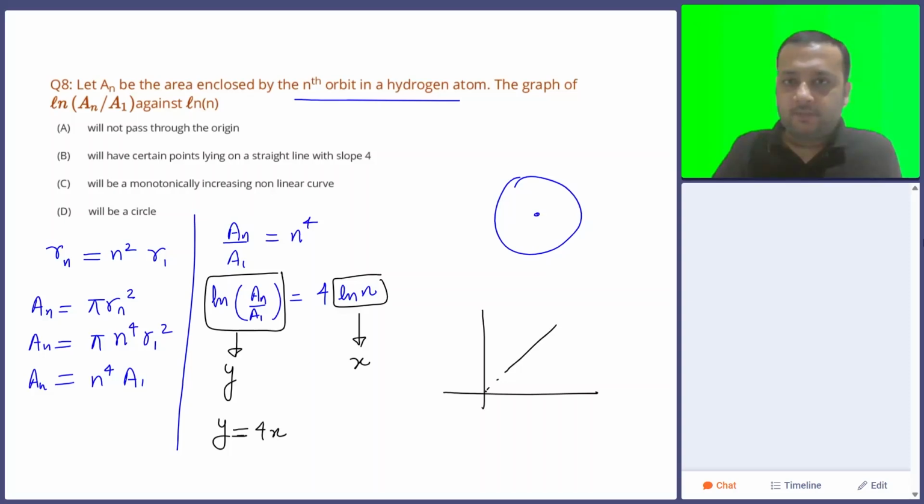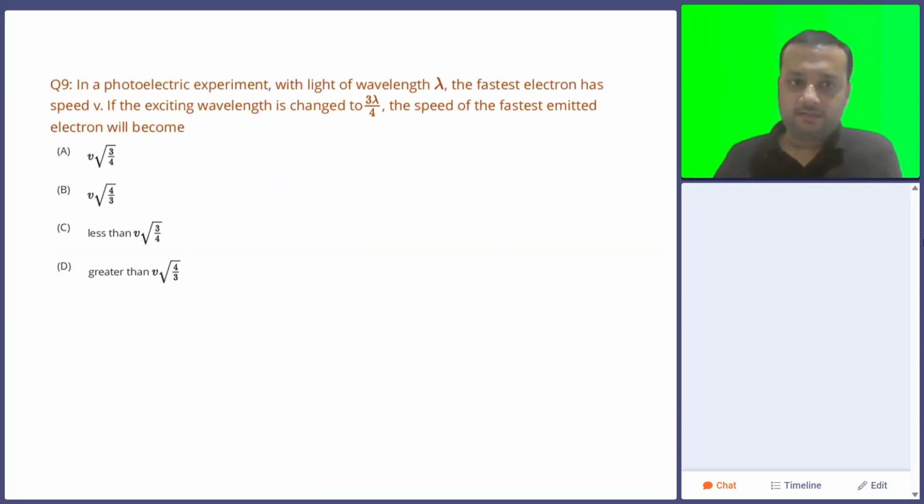So option A becomes wrong because it says it will not pass through the origin. Will have certain points lying on a straight line with slope 4. Yes, this is correct. Will be monotonically increasing, non-linear. Yes, it is increasing, but it says non-linear, so that's wrong. Will be a circle is also wrong. Okay, so I hope you have understood. Let's see the next question.